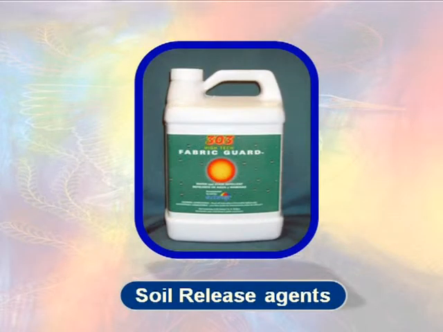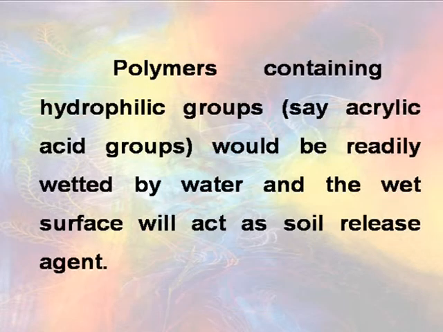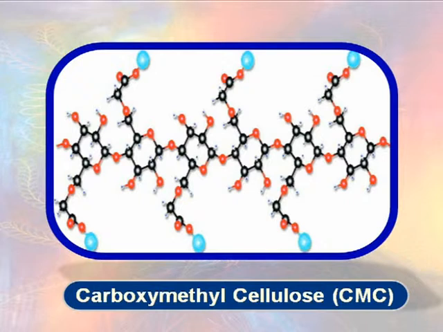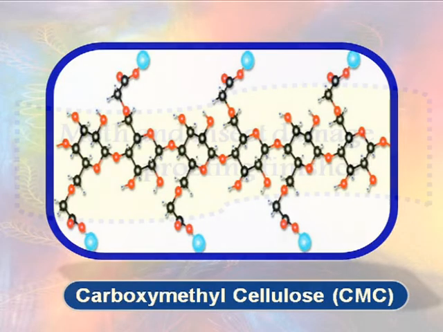Any treatment that encourages the wetting of the textile surface will act as a soil release agent. Polymers containing hydrophilic groups, say acrylic acid groups, would be readily wetted by water, and the wet surface will act as a soil release agent. Carboxymethyl cellulose (CMC) aids in preventing redeposition of soil during laundering and is frequently included in detergents.